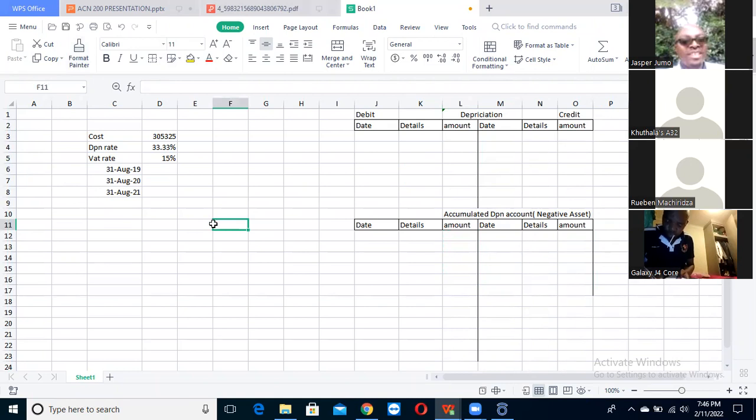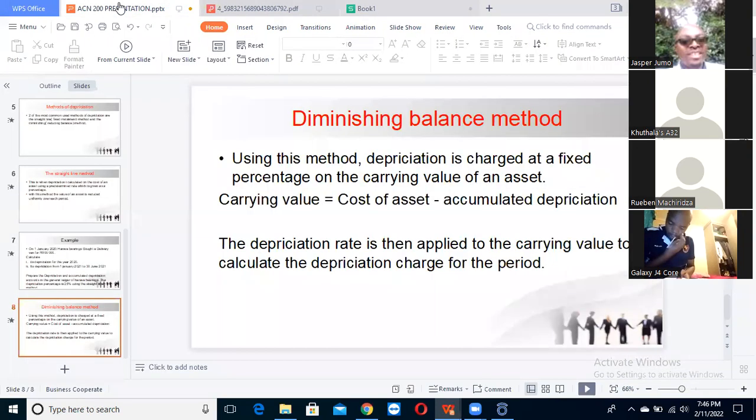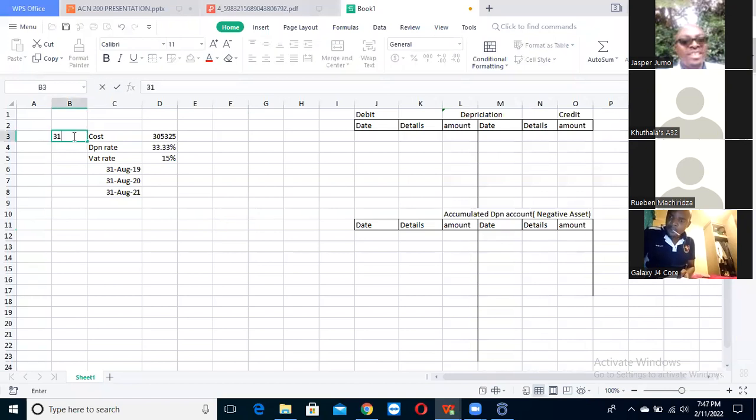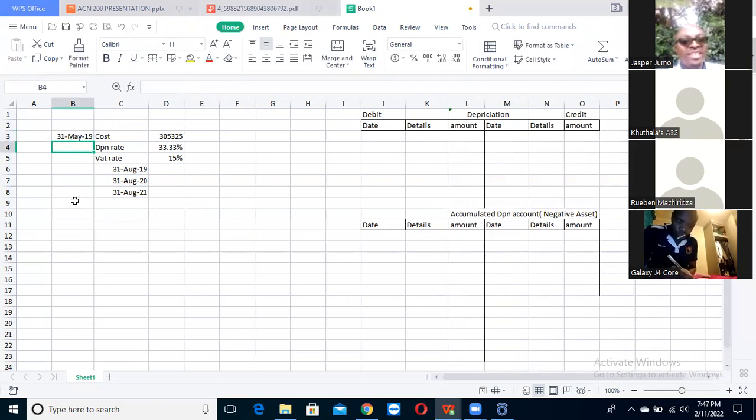Okay, so we were given our information and we were asked to calculate the depreciation first and present it in the accumulated depreciation and the depreciation account. So we bought the asset when? On the 31st of May, 2019. We must be very particular about the date we purchased the what? The asset, 31 May 2019.